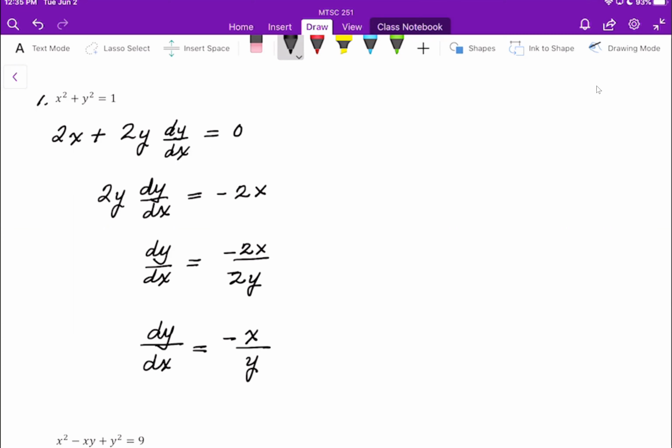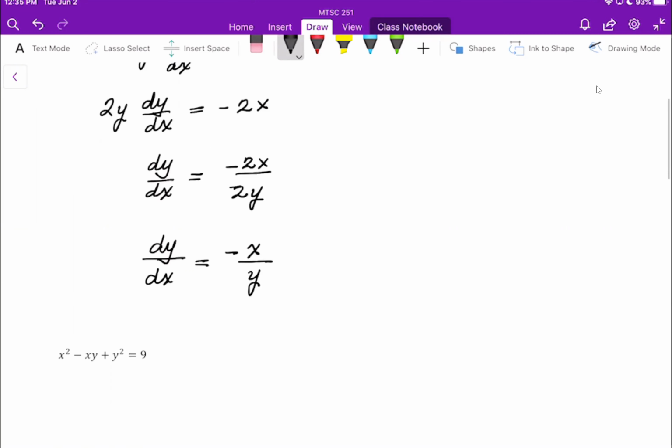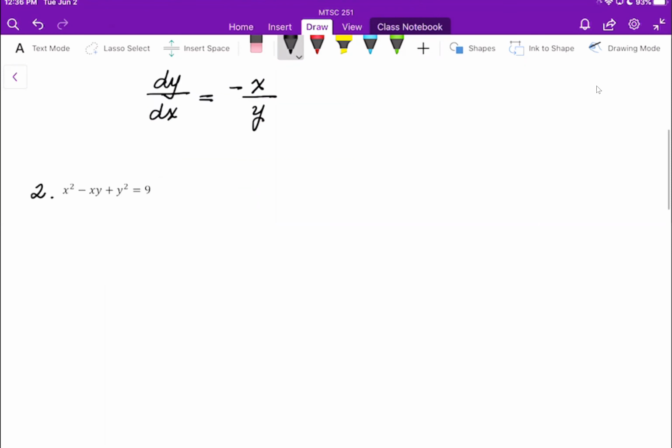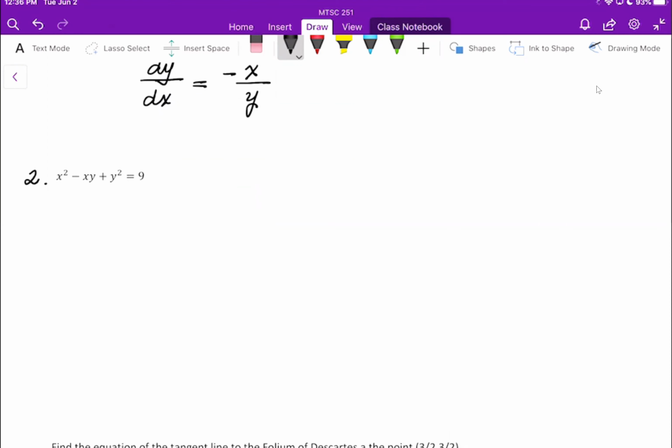So our second question, we have x squared minus xy plus y squared is equal to 9. Again, we're trying to find dy dx. So we're going to take the derivative. The derivative of x squared is 2x. Now I'm going to have to use the product rule. So I'm going to have the first, x, times the derivative of the second. I'm going to use y prime because it's shorter than dy dx. Then we have plus the second, which is y, times the derivative of x, which is 1.